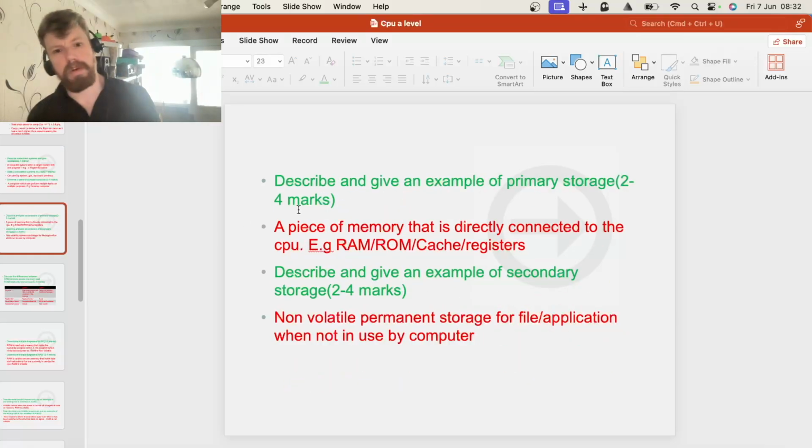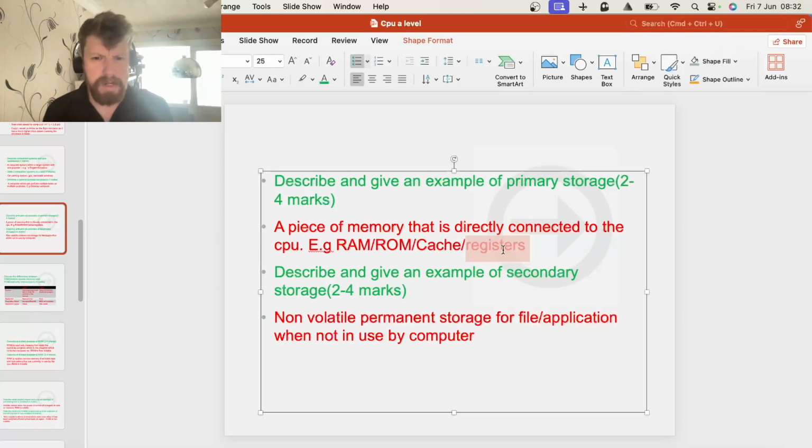Okay, right. So now going on to primary storage, and I think the definition has actually changed on this. So I'm just going to leave it to that. I'm going to take those two out on that one. So give an example of primary storage. It's a piece of memory that is directly connected to the CPU, which is RAM and ROM.